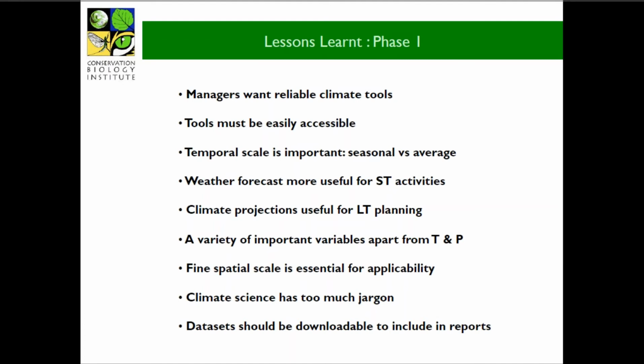The weather forecast was the most useful for short-term activities, but climate projections were very useful for long-term planning. And there were a variety of important variables apart from temperature and precipitation that we had not necessarily taken into account, and we started making a list of those. Fine spatial scale is, of course, essential for applicability on the ground. And climate science has definitely too much jargon. And I totally agree with that because we've had to learn also what the climate model jargon was. I do impacts, I don't do climate models per se, so it's complicated, definitely.